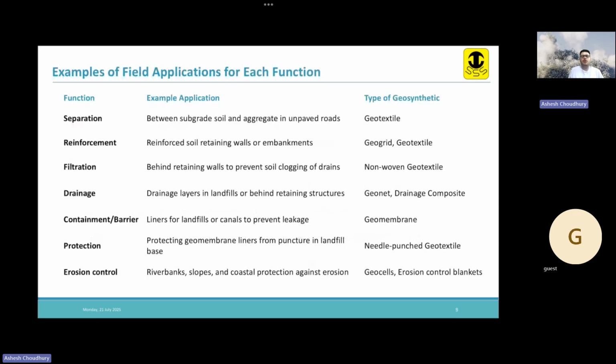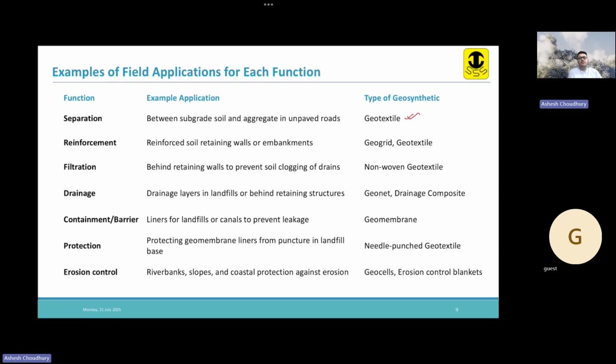One most probable example: in an unpaved road, between the separate soil and the aggregate, we use geotextile only. Generally, we use a geotextile to perform as a separator. Because we have this unpaved road and then we have aggregates, right? So that the aggregates do not get into the subgrade and disturb the uniformity of the unpaved road, we put a geotextile layer in between, which prevents the aggregates from entering the soft subgrade. So this function is called the separation function. So generally, we use a geotextile.